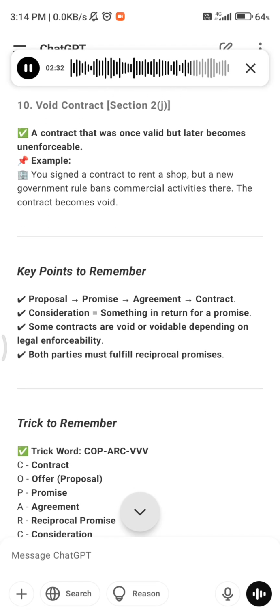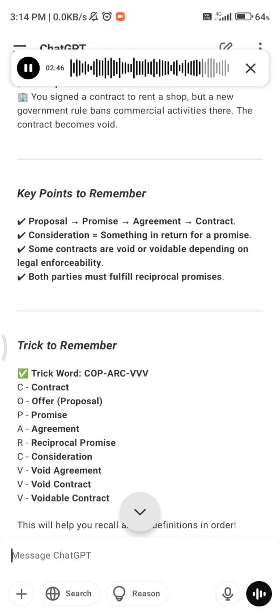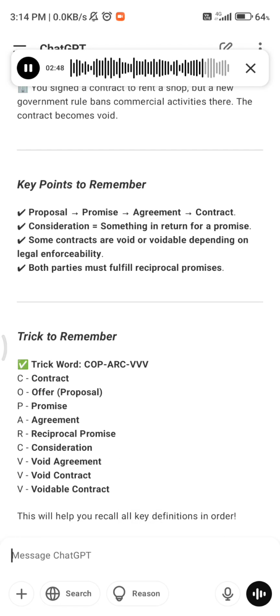10. Void contract, section 2. A contract that was once valid but later becomes unenforceable. Example, you signed a contract to rent a shop, but a new government rule bans commercial activities there. The contract becomes void. Key points to remember: proposal, promise, agreement, contract, consideration, something in return for a promise.